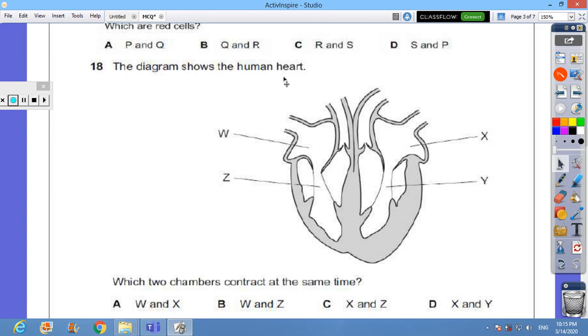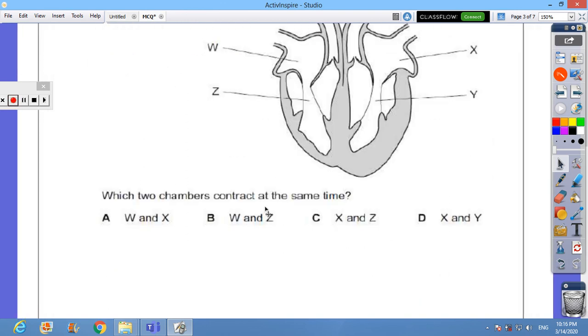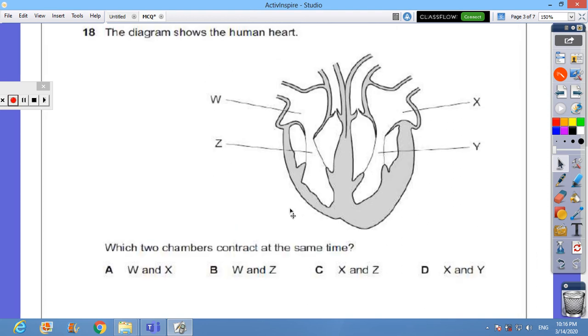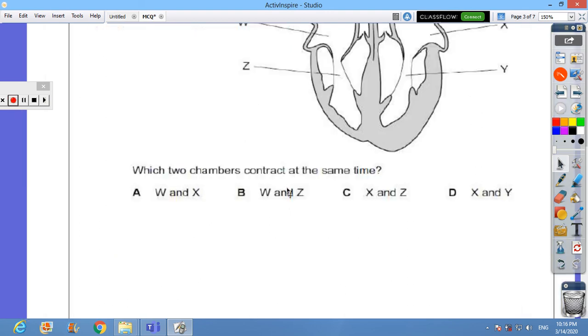The diagram shows the human heart. Which 2 chambers contract at the same time? The 2 chambers which contract at the same time should be either the 2 atria or the 2 ventricles. Again, the 2 atria contract together and the 2 ventricles contract together. So it's either W and X or Z and Y. W and X. It's A.